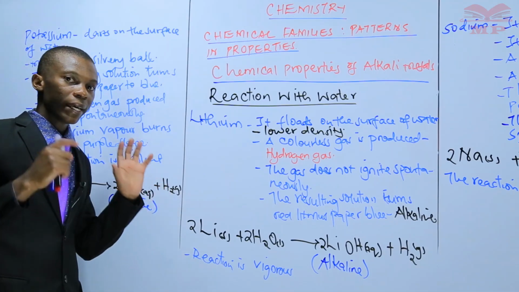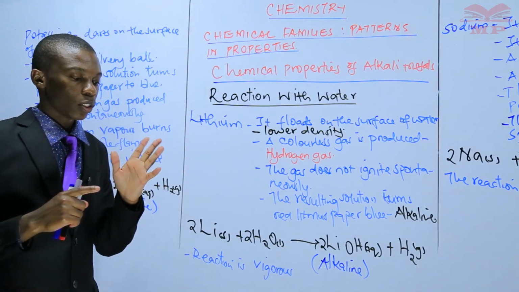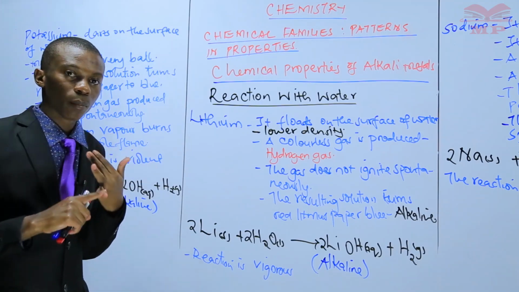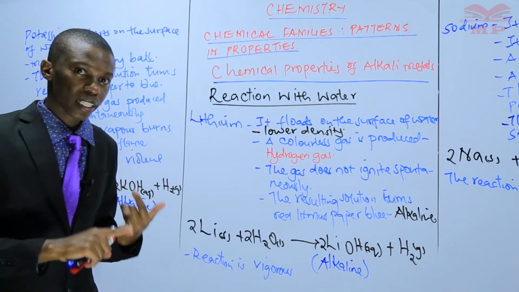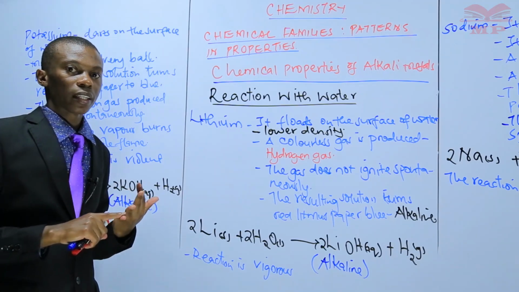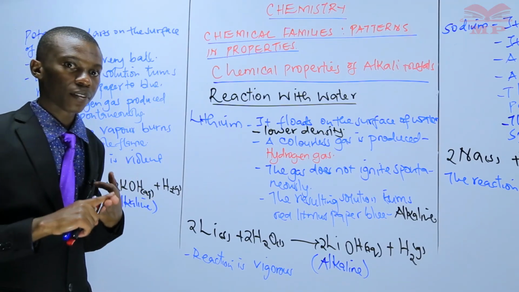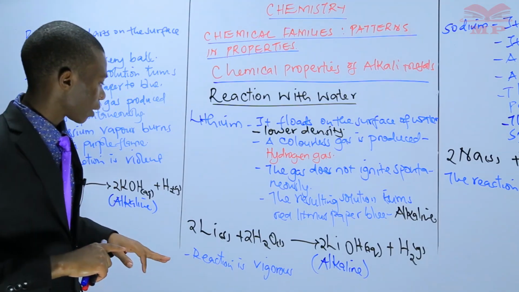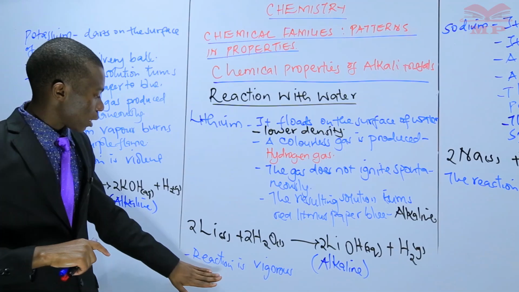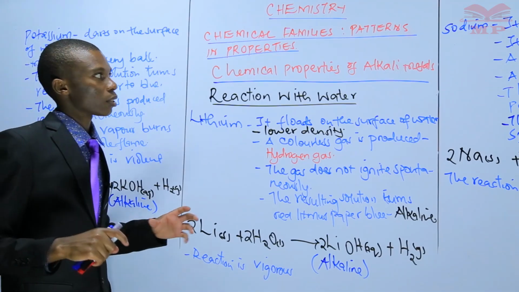Then ensure again, anytime you write the equation, a correct equation should have correct chemical symbols. Therefore, symbols should be correct. Second, the equation should be balanced. And third, the physical states should be included. Then lastly, the reaction is vigorous. So it's a bit vigorous.